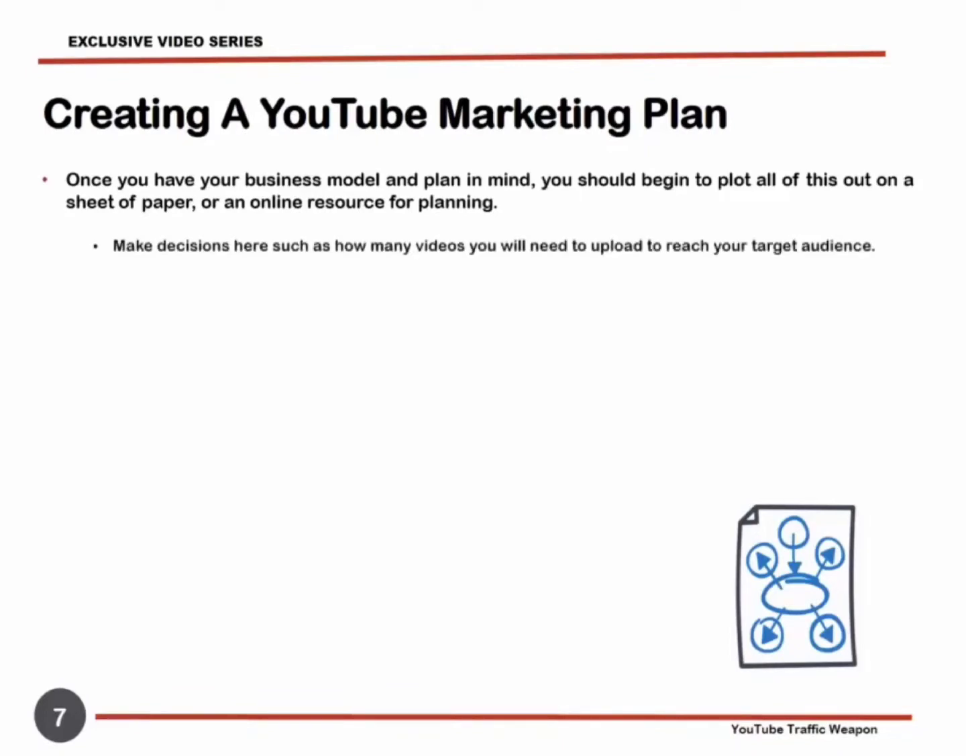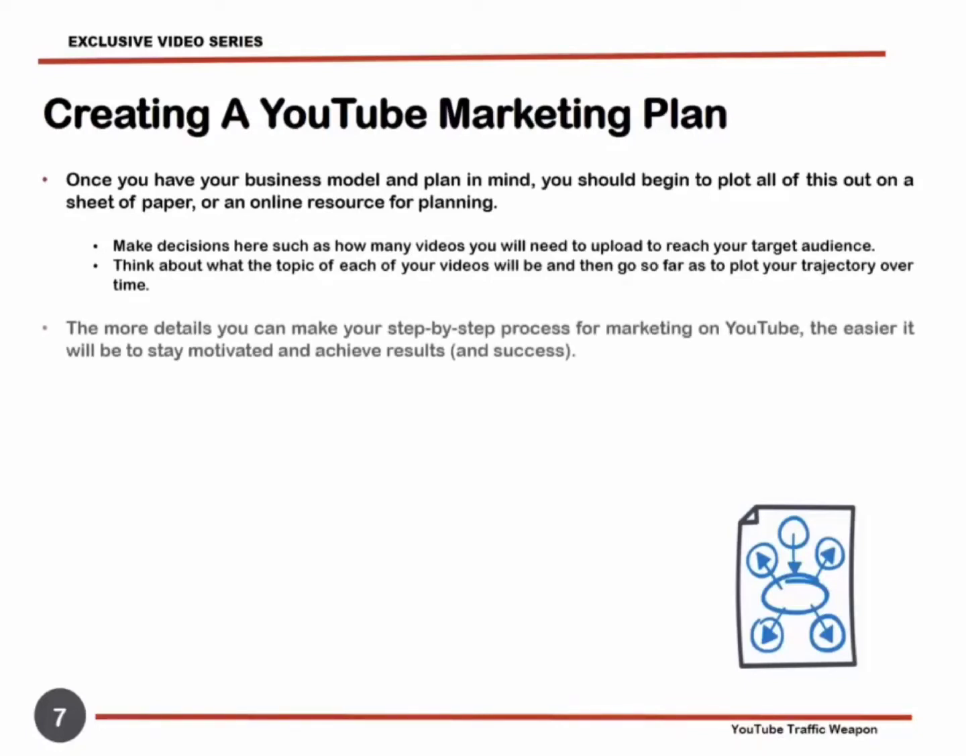Make decisions here such as how many videos you will need to upload to reach your target audience. Think about what the topic of each of your videos will be and then go so far as to plot your trajectory over time. The more details you can make your step-by-step process for marketing on YouTube, the easier it will be to stay motivated and achieve results and success.